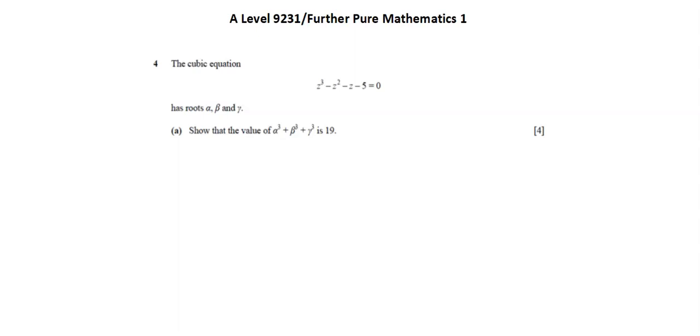This is the specimen paper for 9231 Pure Mathematics 1 for the 2020 exam series, question 4. The cubic equation, z cubed minus z squared minus z minus 5 equals 0, has roots alpha, beta, and gamma. Requirement A, show that the value of alpha cubed plus beta cubed plus gamma cubed is 19.